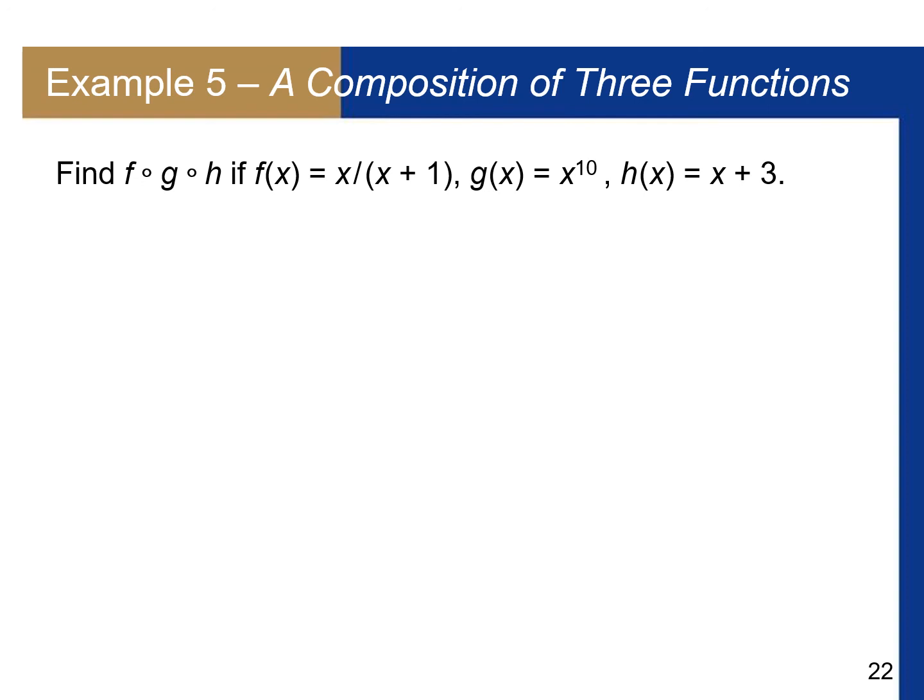And I noticed that the first one is a rational expression. So that means 0 cannot go on the bottom. So here I cannot have -1. This is a polynomial, so it's just real numbers. And then the second one is also a polynomial, so it's real numbers as well.